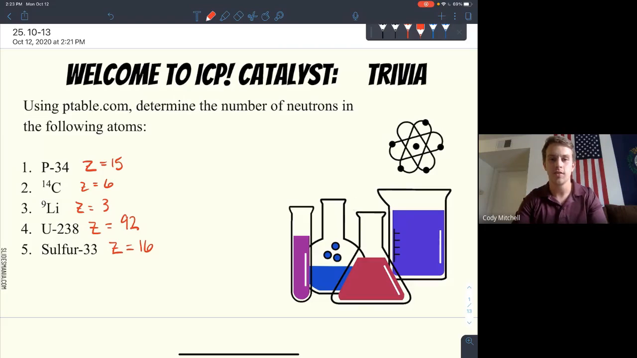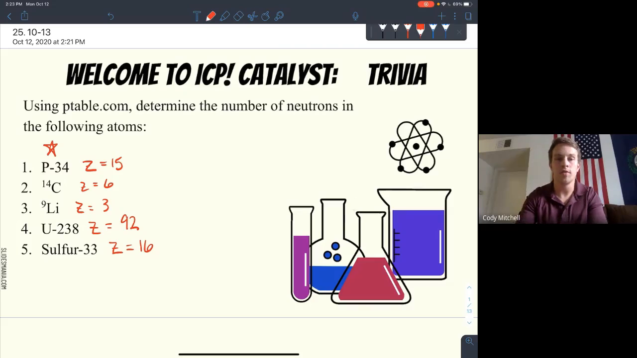Hey everyone, to start off today, we're going to review yesterday's concept. So we're going to talk about isotopes very briefly. The catalyst question for today, which you'll find on the previous slides, is using ptable.com, determine the number of neutrons in the following atoms. All right, so this you'll see here is our isotope notation.